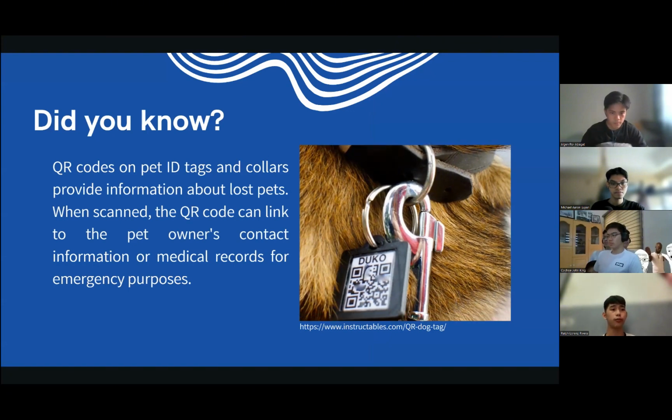In addition to that, QR codes can also be used on pet ID tags and collars to provide information about lost pets. When scanned, the QR code can link to the pet's owner contact information or medical records for emergency purposes.